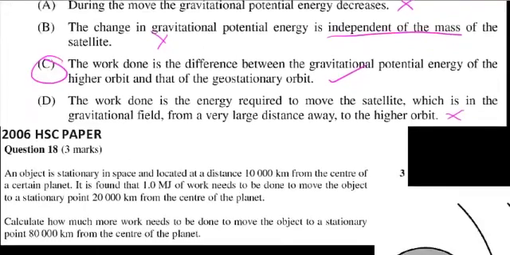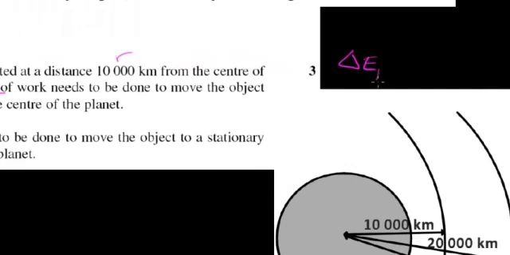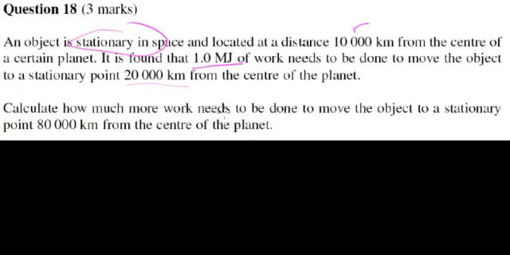2006 HSC paper. Question 18. An object is stationary in space and located at a distance 10,000 kilometers from the center of a certain planet. So that's your R. It is found that 1 megajoule of work needs to be done to move the object to a stationary point 20,000 kilometers from the center of the Earth. So your change in gravitational potential energy is 1 megajoule. Calculate how much more work needs to be done to move the object to a stationary point 80,000 kilometers from the center of the Earth.